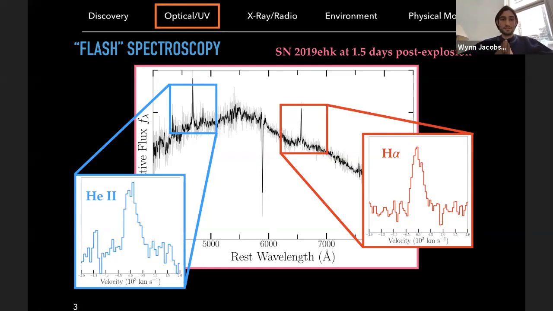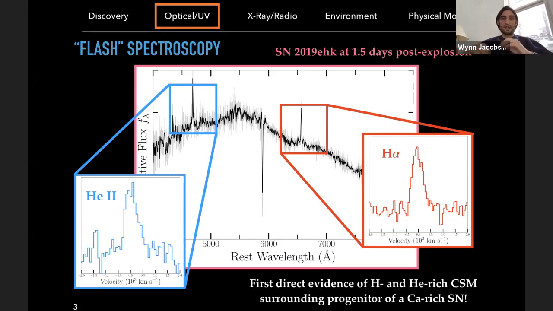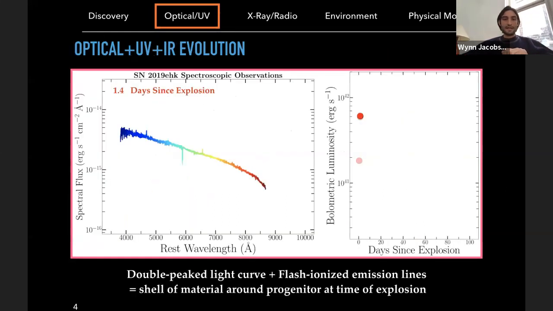So for a calcium-rich transient, we'd never seen this before, but this is just giving you an idea about what we've already learned in terms of just spectroscopic evolution. So this is the first evidence that calcium-rich transients can have a circumstellar environment near their progenitor star at the time of explosion. So that's super exciting. But there's also other ways that we can probe this if we start to look at other wavelengths. But before I get into that, because this is a multi-wavelength talk, I want to go through the optical sequence a little bit in better detail.